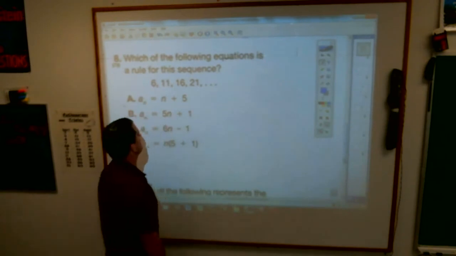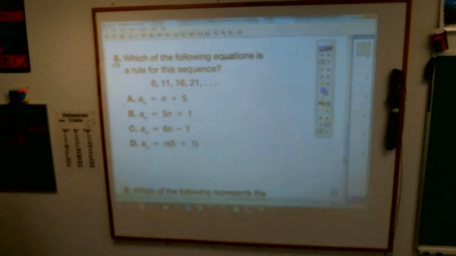Which of the following equations is a rule for this sequence? This is nothing but trial and error, people.